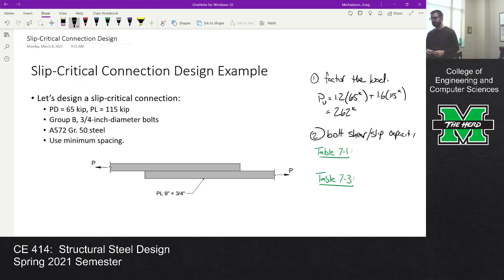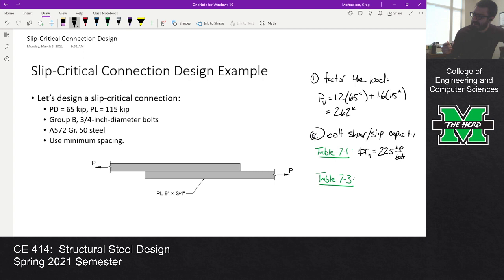Included, because you weren't told, and whenever you're not told, always assume included. Single shear or double shear? Single. So what are we getting for a capacity? What's VRN? There we go, 22.5 kip per bolt. That's exactly right.